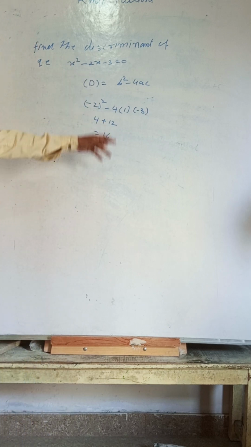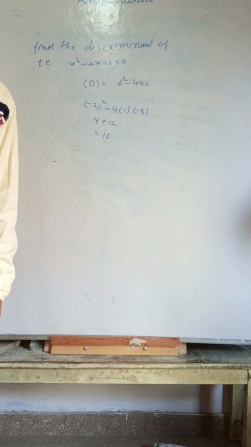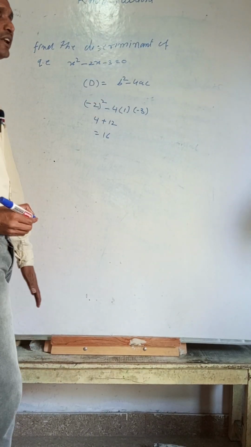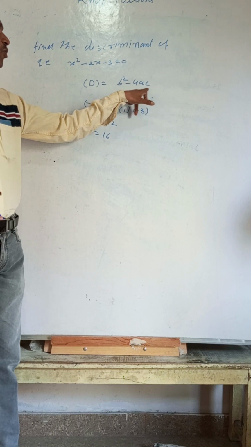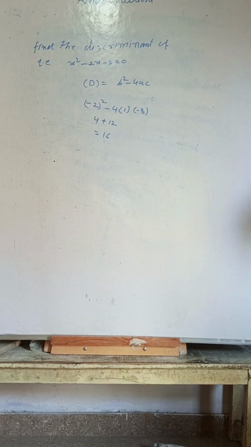The discriminant of the given quadratic equation is 16. You are going to write downside, the discriminant of given quadratic equation is 16. So discriminant is given by D is equal to b square minus 4ac.